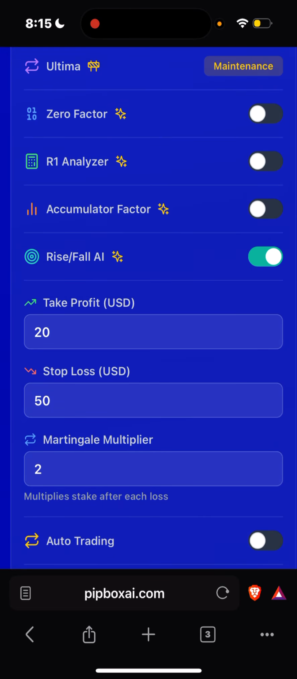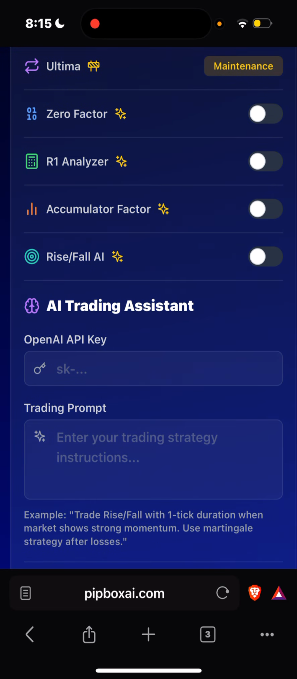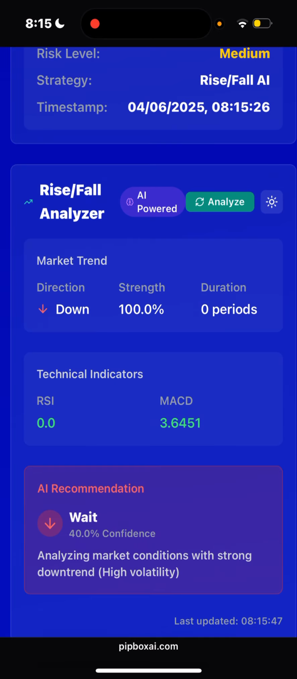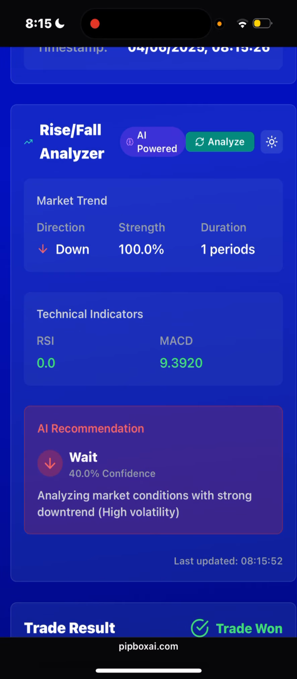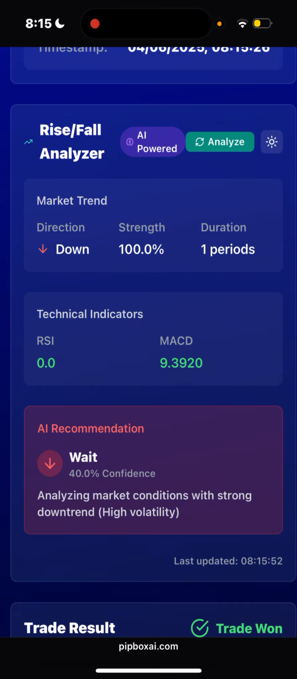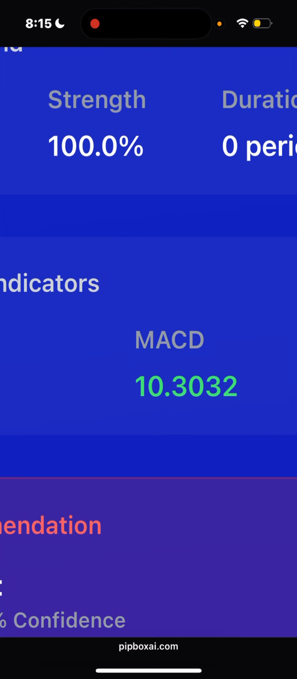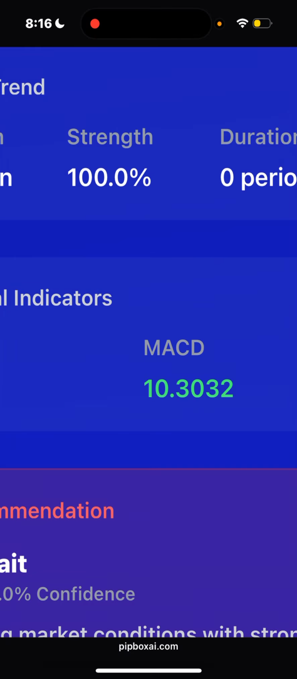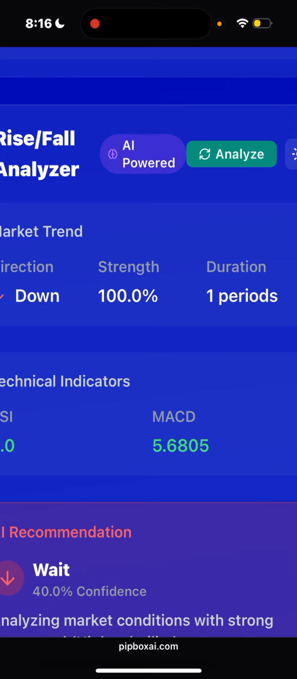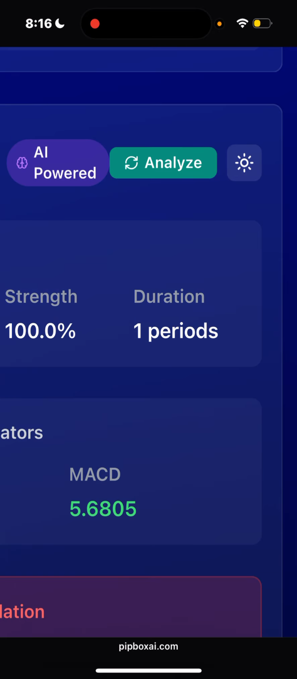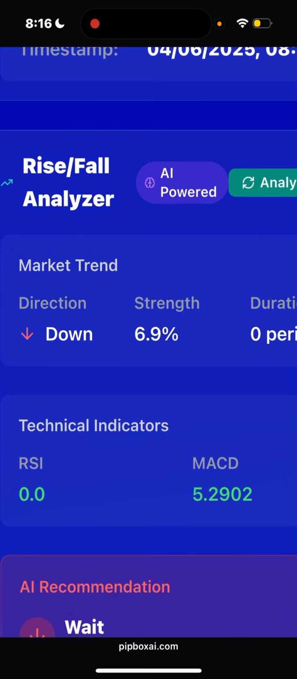Let me disable the R1 analyzer and Rise and Fall AI, enable it again, and come back to this window here. Now you can see RSI is at 0.00, MACD level is at 10.3032, the strength is at 100%, and the period duration is set to 1 period. The direction is down, which means it's going to be taking fall signals. So it's rise and fall, rise and fall.